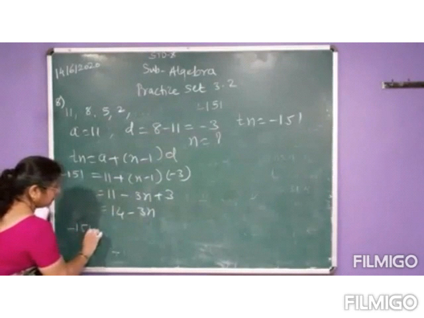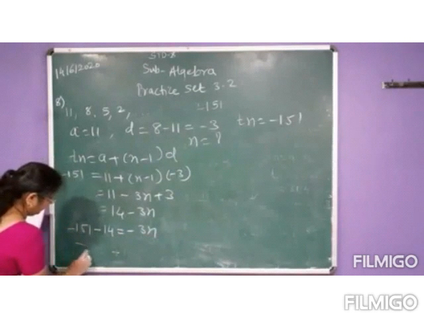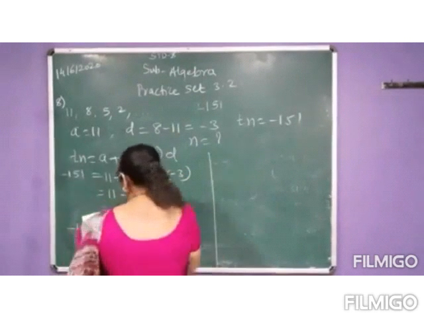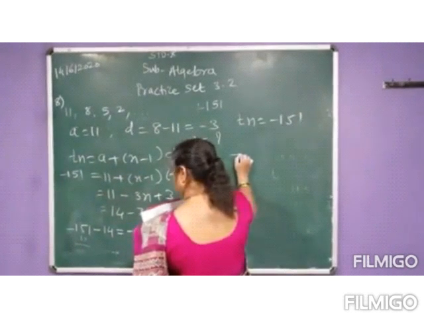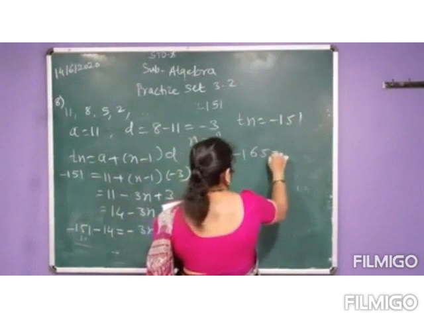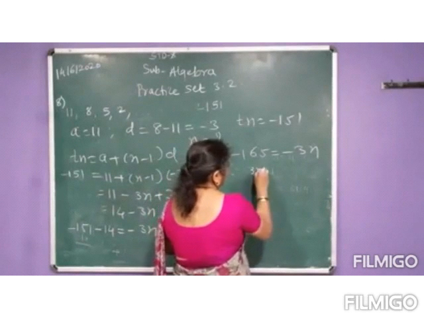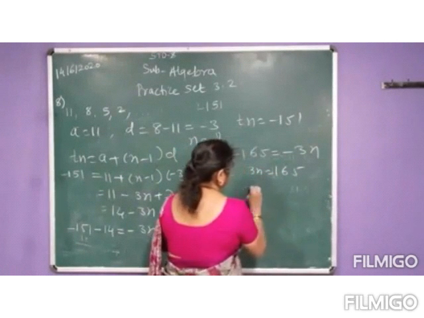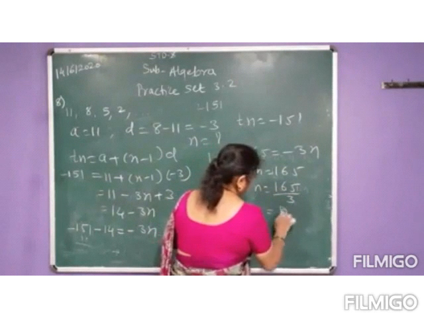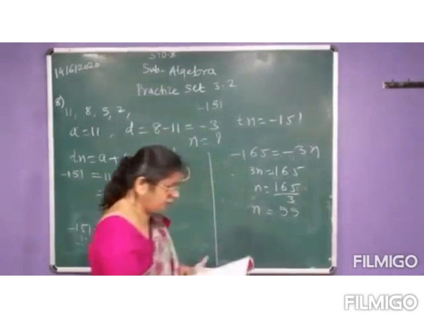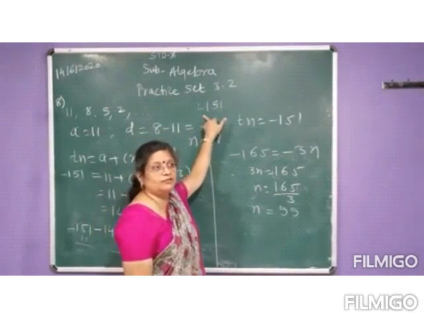Minus 151 minus 14 is equal to minus 3n. So what answer will you get here? I am writing it over here. When I am adding here, what I will get? Minus 165 is equal to minus 3n. Now minus minus will get cancelled. 3n is equal to 165. Therefore n is equal to 165 upon 3. So n is equal to 55. So in this AP, the 55th term is minus 151.